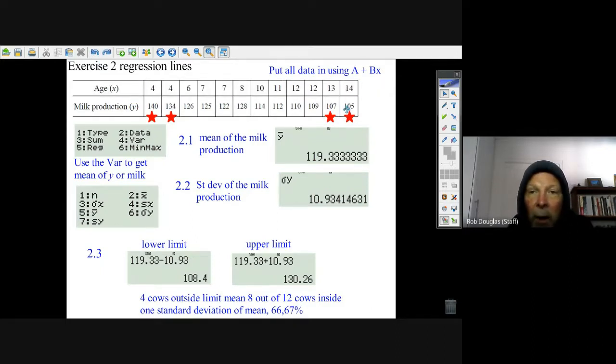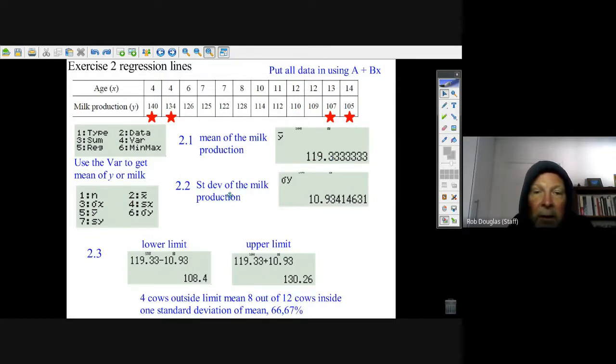Well, you could add them all up and divide by 12, how many there are, because there's 12 cows, but you don't have to do that. All you have to do is press AC, and this data comes up, but hit variance, and then this comes up, and there it is. The milk production is the Y values, so hit 5, the Y values, and you get the mean. It does it instantly, 119.33 liters. That's the mean of the milk production.